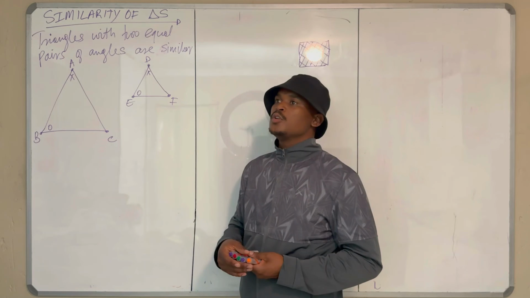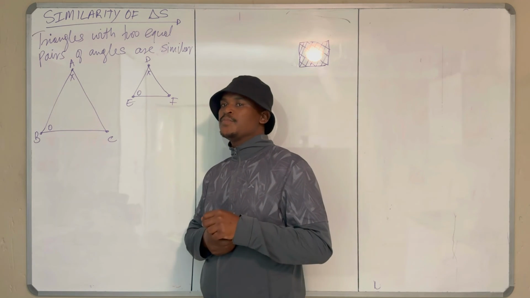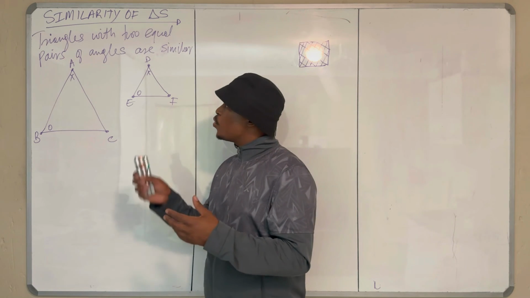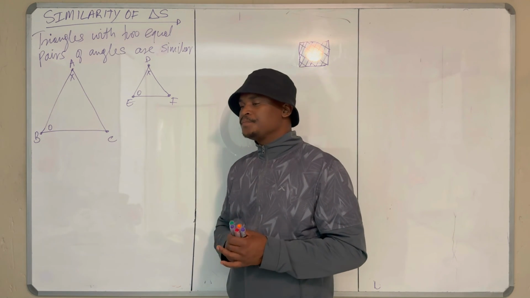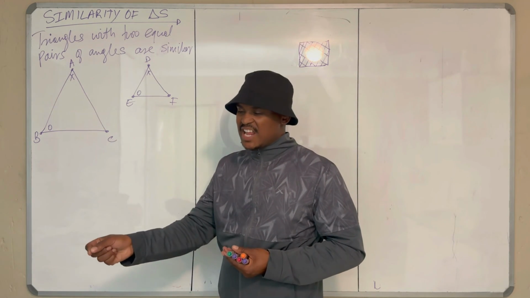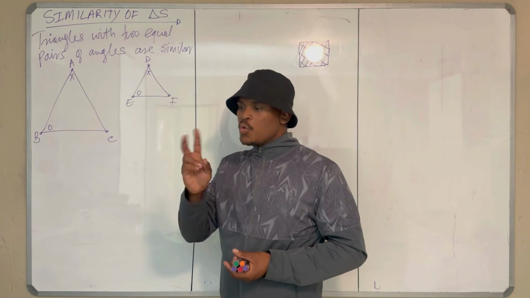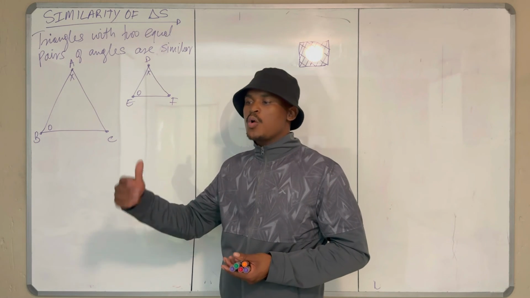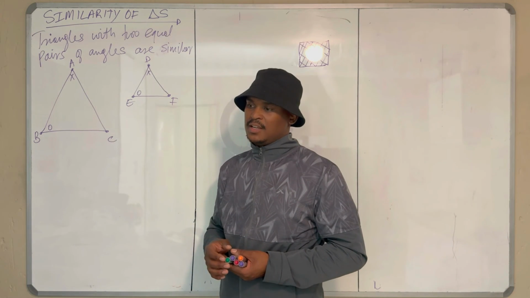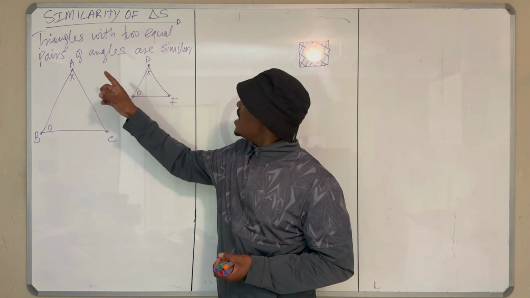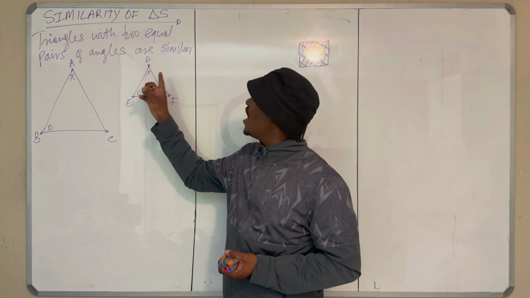Yes. So what I was saying essentially is that to show that two triangles are similar, show that all the corresponding angles are equal. What I'm going to show you here is that you don't have to show all three pairs of corresponding angles. Showing two will be enough, because the third one will also follow automatically. So triangles with two equal pairs of angles are similar.